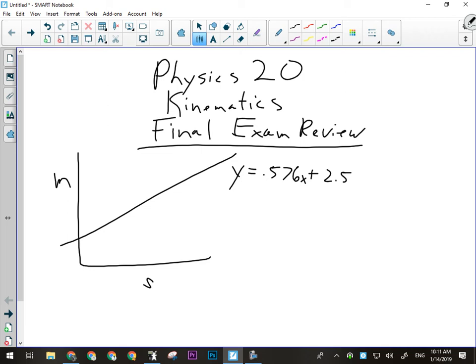So make sure you have a look at the worksheet booklet that's on Google Classroom, because there's a bunch of graphs on there where we did a lot of that stuff. I would have a look at those, make sure that you can still do that kind of graphical analysis, that you can still use y equals mx plus b, because that kind of stuff is definitely going to be on your final exam.